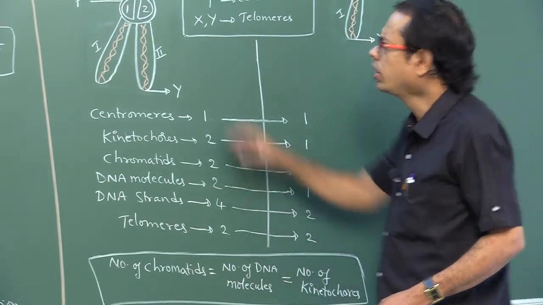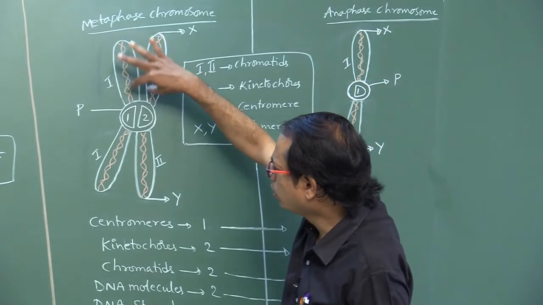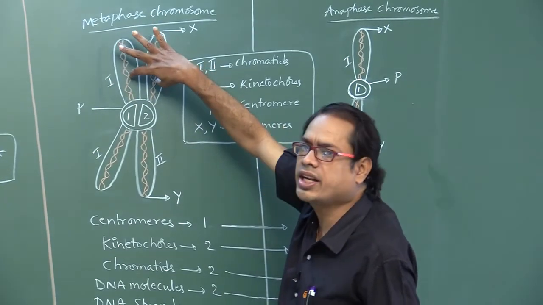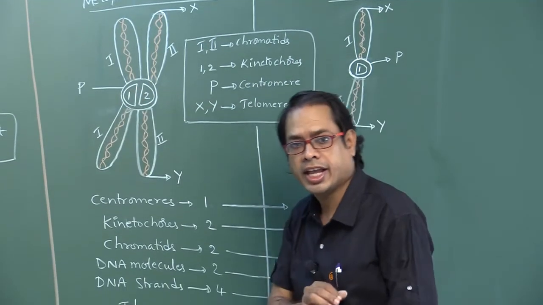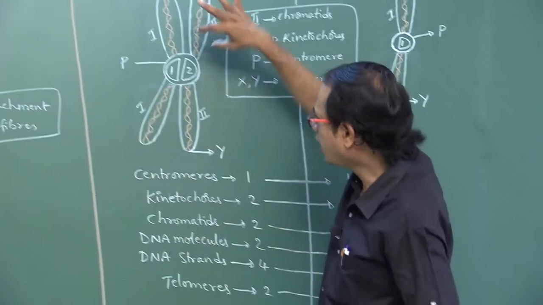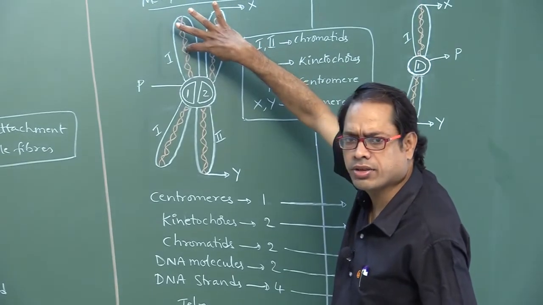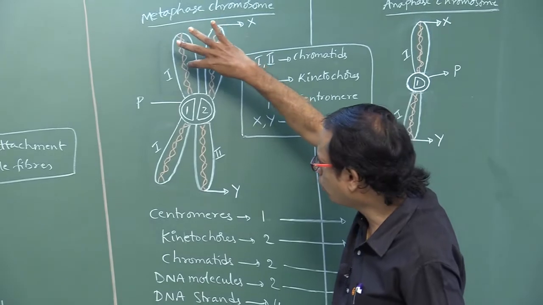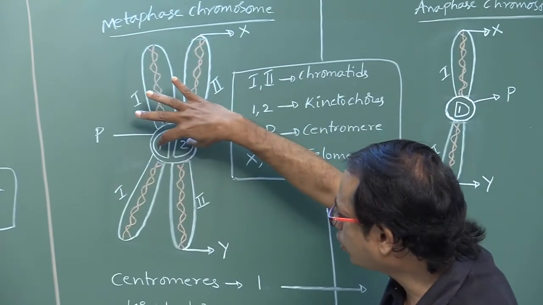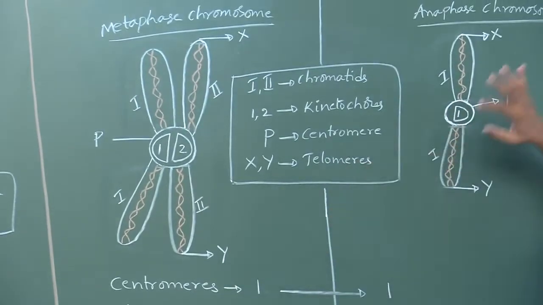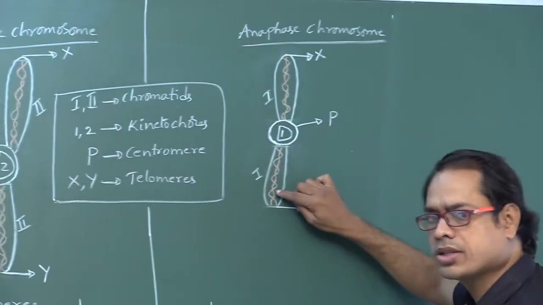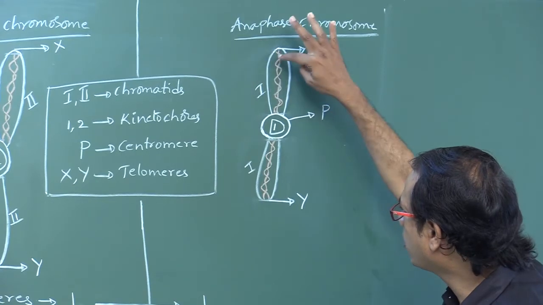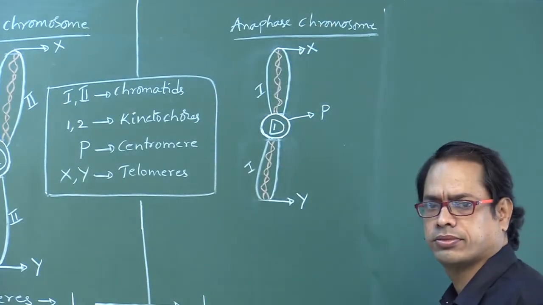Here 2 chromatids are present means 2 kinetochores are present. 2 chromatids are present means 2 DNA molecules are present. Again I am repeating, my dear students, here 2 chromatids are present, so 2 DNA molecules are present. 2 chromatids present means 2 kinetochores are present. Here 1 chromatid present means 1 kinetochore is present. 1 chromatid is present means 1 DNA is present.